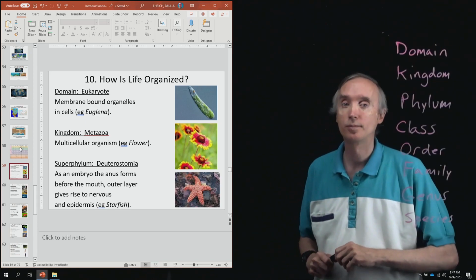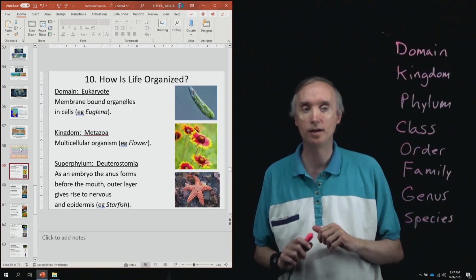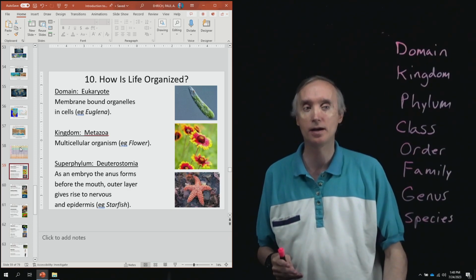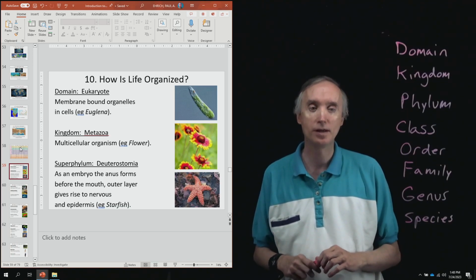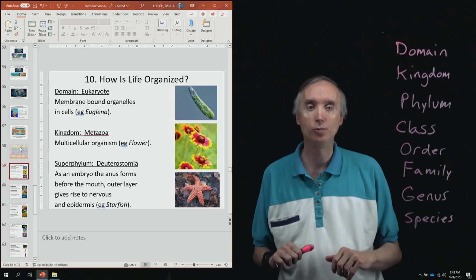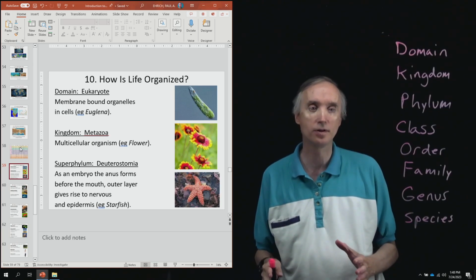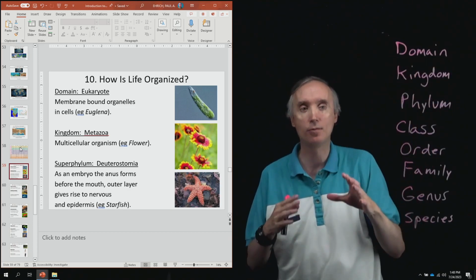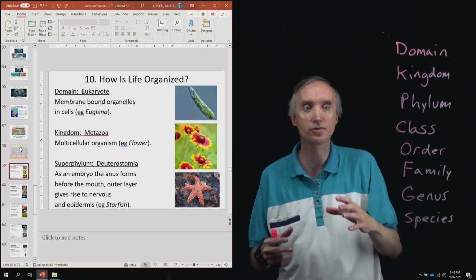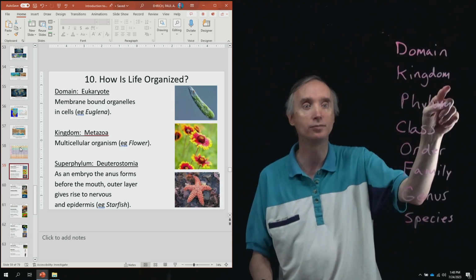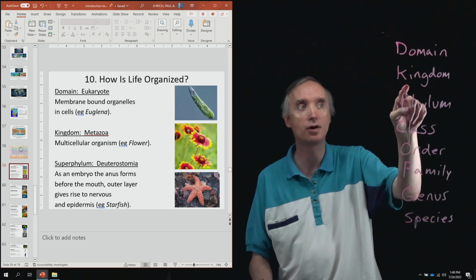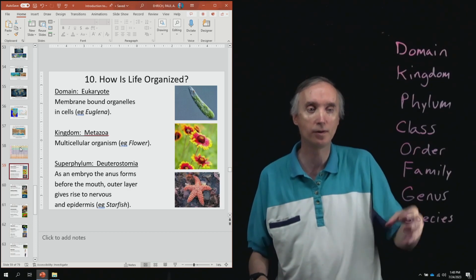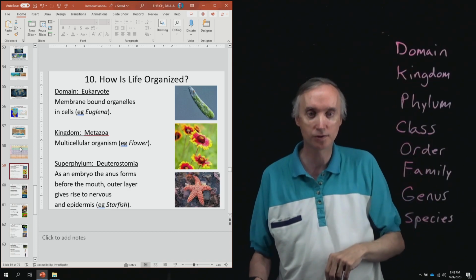Okay, now we want to talk about how life is organized. Every organism that is alive today or has become extinct in the past can be classified based on some of its properties. We can think of all organisms going into one big box called the domain. Inside of that one big box are multiple smaller boxes called kingdoms. Inside of each of those kingdoms are boxes called phyla. We can take every organism and put it into one of these boxes.